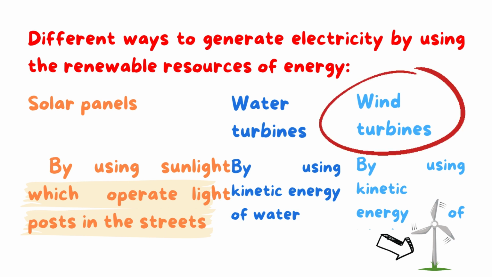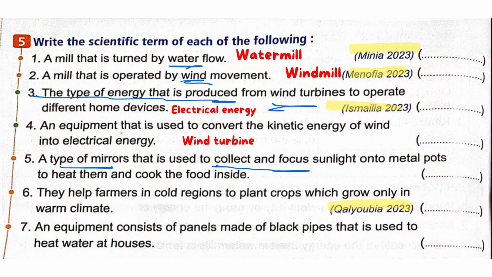So back to our question here, an equipment that is used to convert kinetic energy of wind. So here we're talking about wind, okay? An equipment that is used to convert the kinetic energy of wind into electrical energy, this is the wind turbine, okay? So we will write wind turbine.